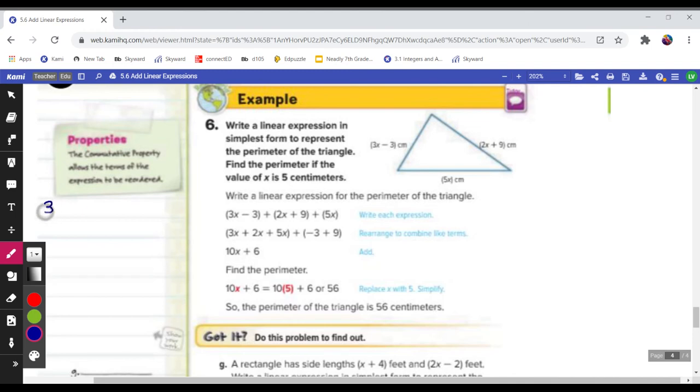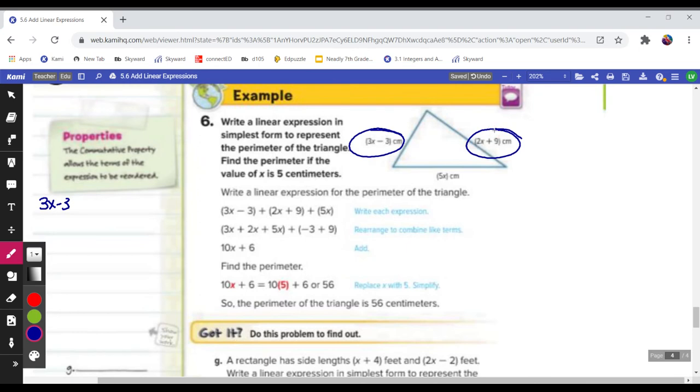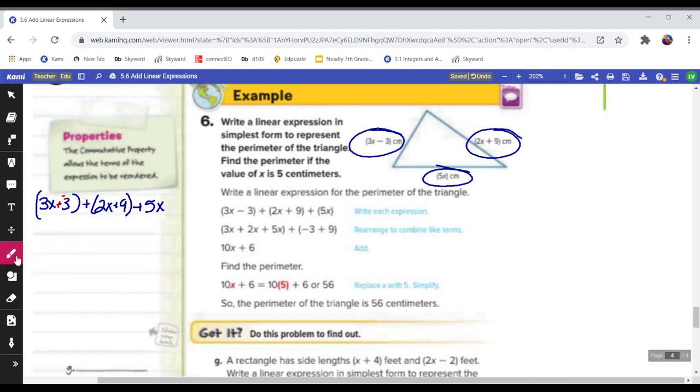So one side is 3x minus 3. Another side is the quantity 2x plus 9. So I'm going to add the quantity 2x plus 9. And lastly, we want to add the quantity 5x. So before I do any kind of simplifying, I see that there's subtraction, so I'm going to add and make that into a negative 3. And I'm going to rewrite this. Quantity 3x plus negative 3 plus quantity 2x plus 9 plus 5x.